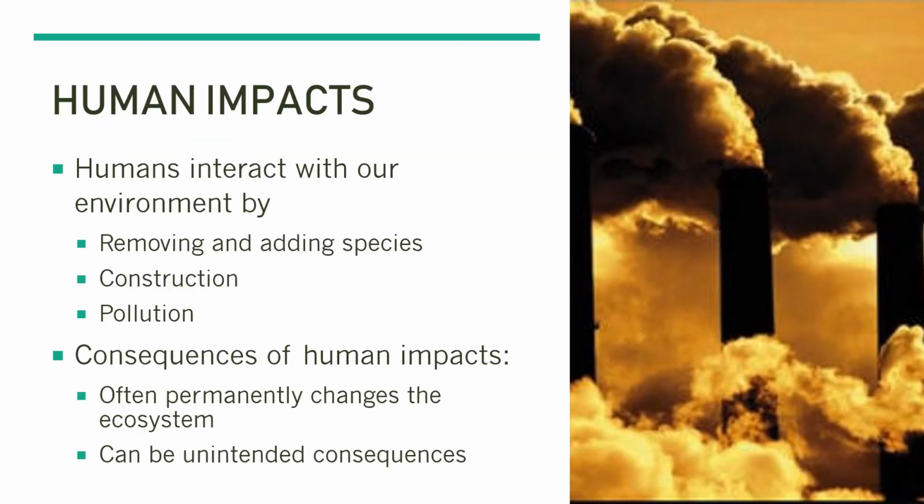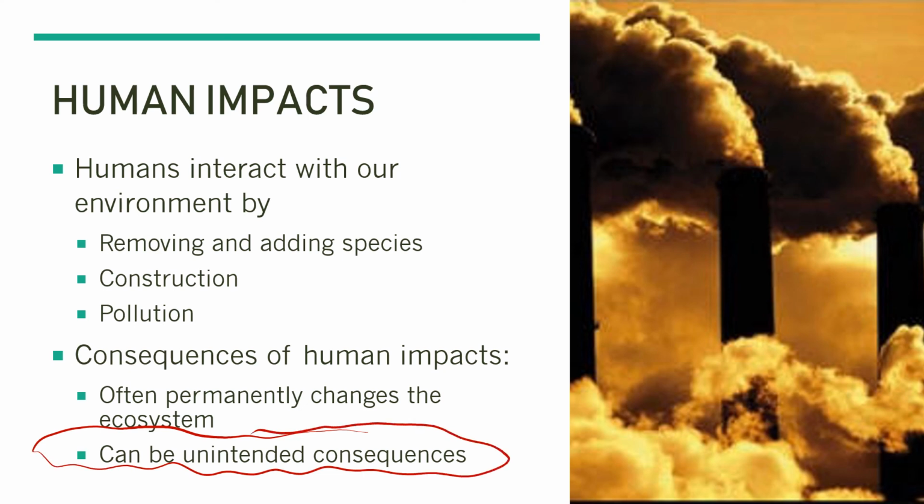Right, last thing, speaking of humans, human impacts. We interact with our environment. We remove and add species. We construct new buildings. We pollute things. We often cause permanent changes in the ecosystem. And one thing, and I know this is a question on your test here, a lot of times we have unintended consequences. We can think we're doing something good, like releasing the snake instead of killing it. But that causes a consequence that we did not intend to happen.